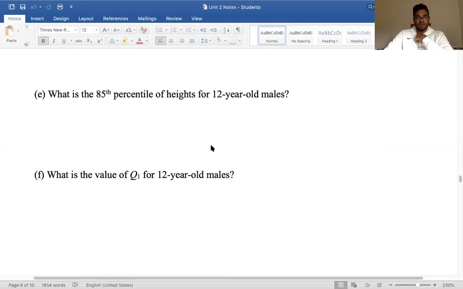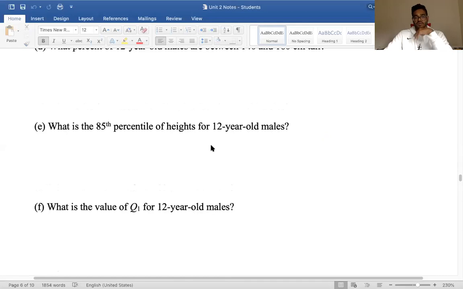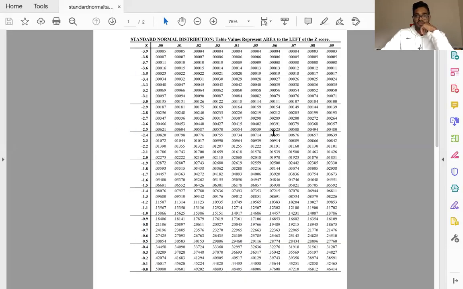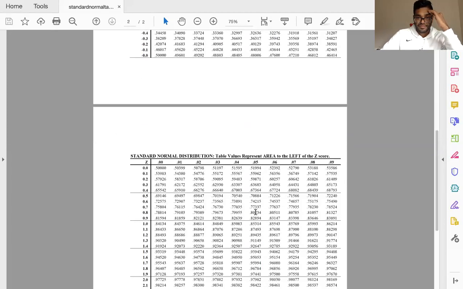All right. Now looking at the next one. Now we're going backwards, right? So we've done this a little bit, but now we're saying what is the 85th percentile? So we want to find the percentile of heights for 12-year-old boys. So we're gonna have to go to our chart. This one just takes a little bit of time to get used to, in the sense that where are our percentiles in this chart? Our percentiles are in the middle, right? Our probabilities are in the middle. So now I've got to look through all these numbers and find the one that's closest to 85%, and then look to see for the corresponding z-score.